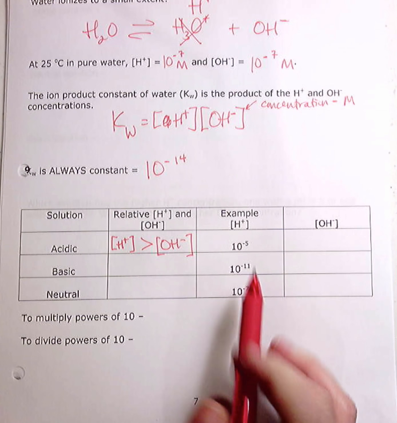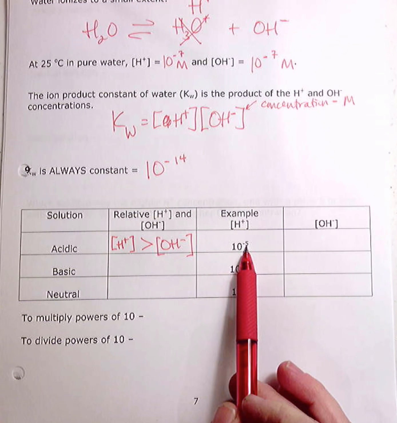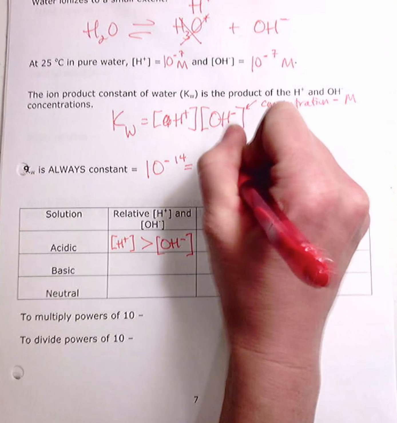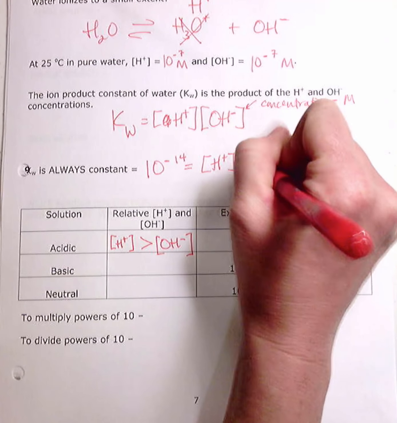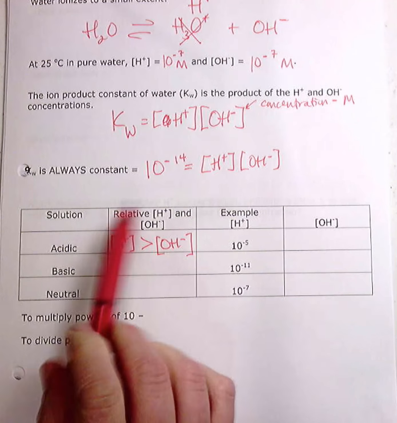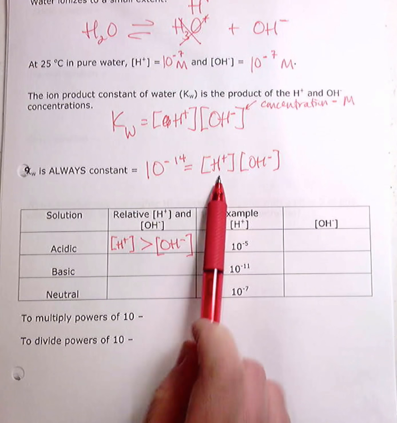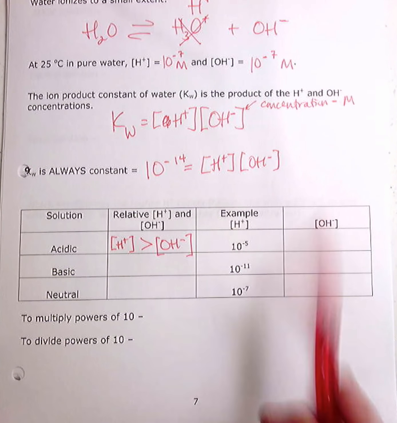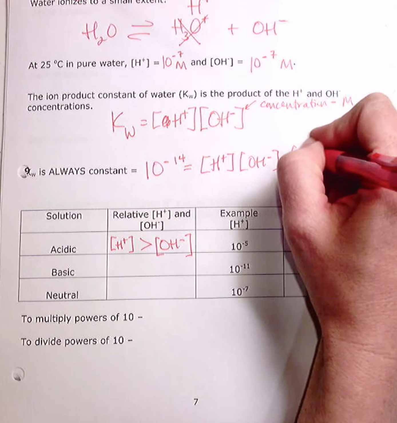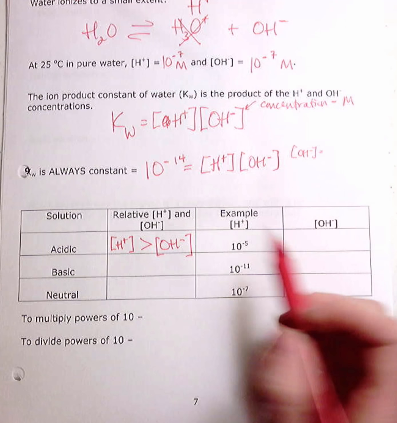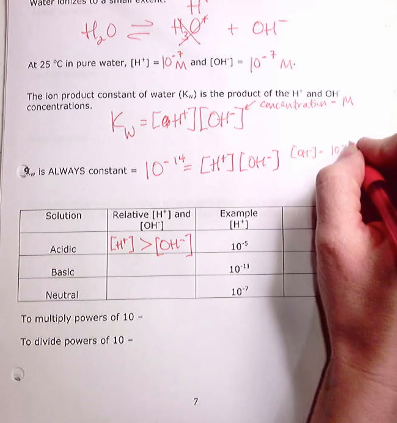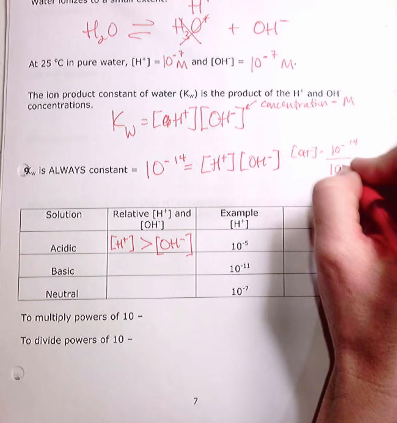So, if I have a solution that has a concentration of 10 to the negative 5th, I can figure out the hydroxide ion concentration. Because Kw is always equal to H plus times OH minus. Right now I have the H plus and I know 10 to the negative 14th, so I can figure out what the hydroxide ion concentration is. I'm just going to plug this value in here and divide it over here. So it's going to be 10 to the minus 14th divided by 10 to the minus 5th.